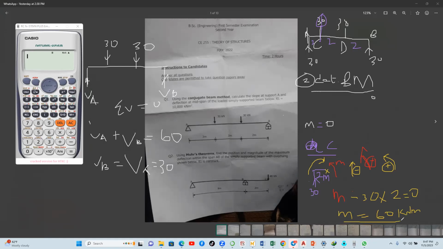So it means that the bending moment at C is going to be 60 kilonewton meter, or just write 60. Okay. Then let's proceed from here.